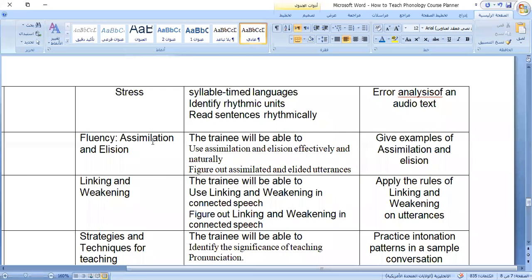Linking means a sound which is not found is added in order to link two vowels. So this is called linking.